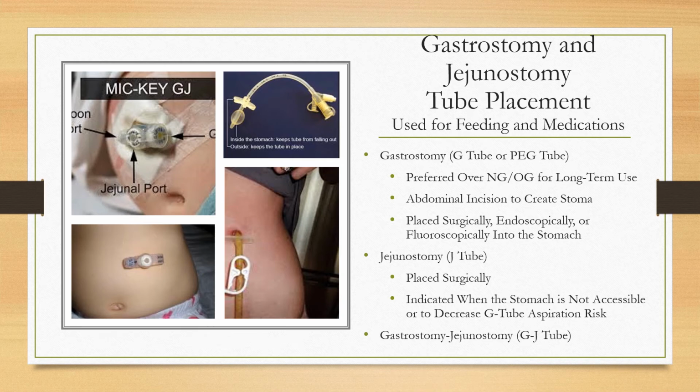Okay, and the last one is just a variation, right? So a GJ tube is one that goes through the abdominal wall. It's inserted into the stomach, and then the tube is feathered down into the jejunum. Okay, so it gets into the stomach, but then the tube is pushed further down until it arrives in the jejunum.